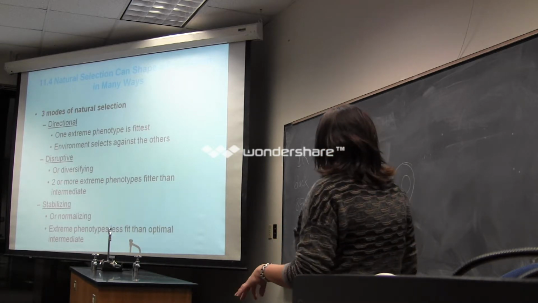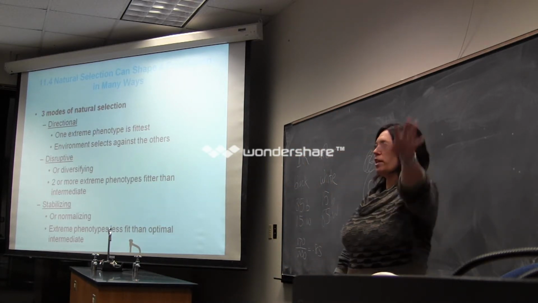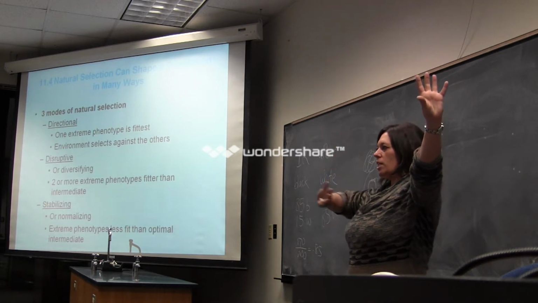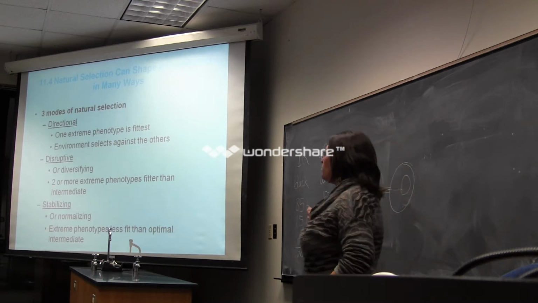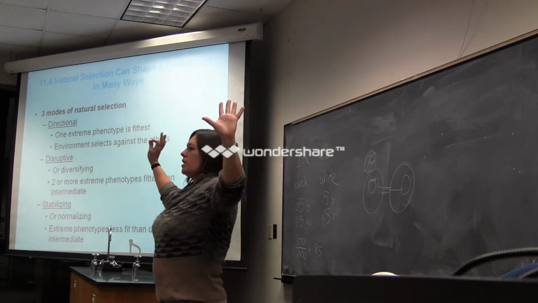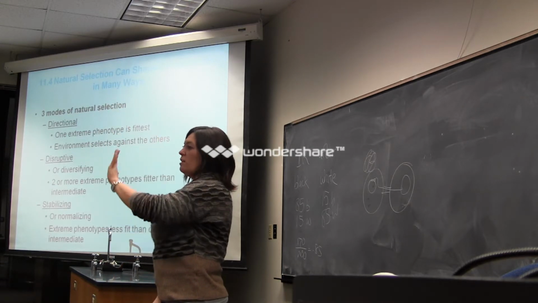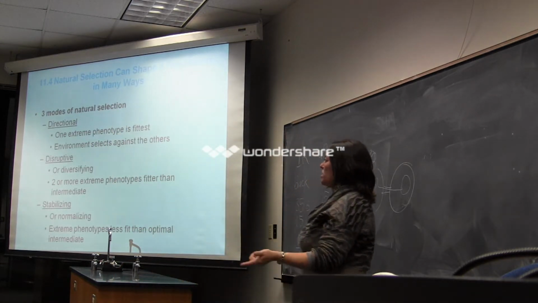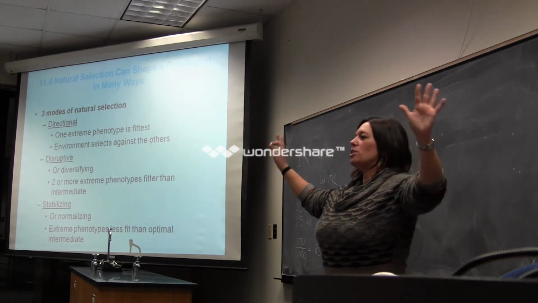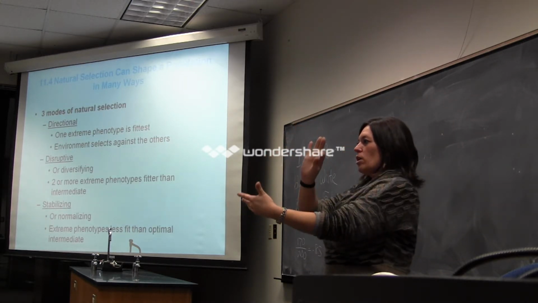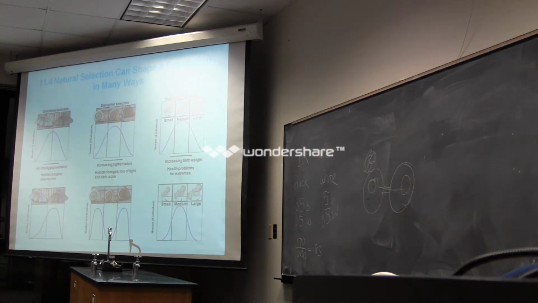Another example is this disruptive. Now in this disruptive, you have 3 different options, right? You've got the extreme on this end, you've got the extreme on this end, and then you've got something in the middle. Well, this disruptive is going to favor the extreme phenotypes over the average or the mean phenotype. And then the last one, the stabilizing, that's just the opposite. Instead of having more in the extremes, you're going to have more in this middle range. And so we're going to look at examples of each one of these.